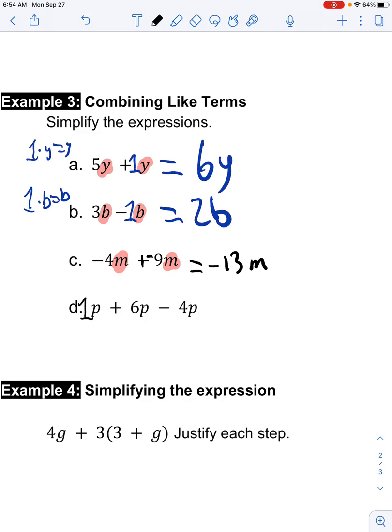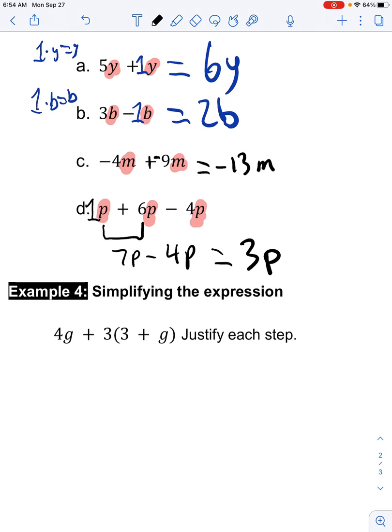Once again, assuming that I have a 1 here and I see I've got a p and a p, I'm going to just start on the left and say 1 plus 6 is 7p, and 7p subtract 4p, 7 minus 4 equals 3p.